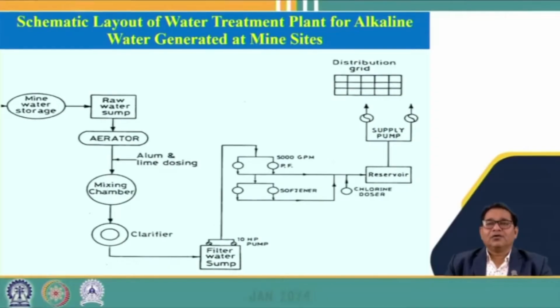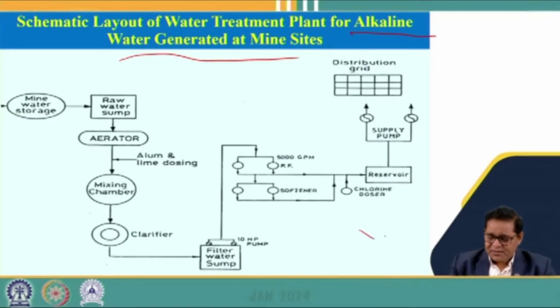Then let us talk about the alkaline mine water treatment technologies, which are basically generated from the Gondwana type of coal field. In this type of coal field, mostly this alkaline mine water is generated. If we see the characteristics of alkaline water, it contains a lot of TDS, it contains hardness, and a lot of fine suspended inorganic and organic impurities may also be present in the water. So this alkaline water has to be treated using various treatment systems.